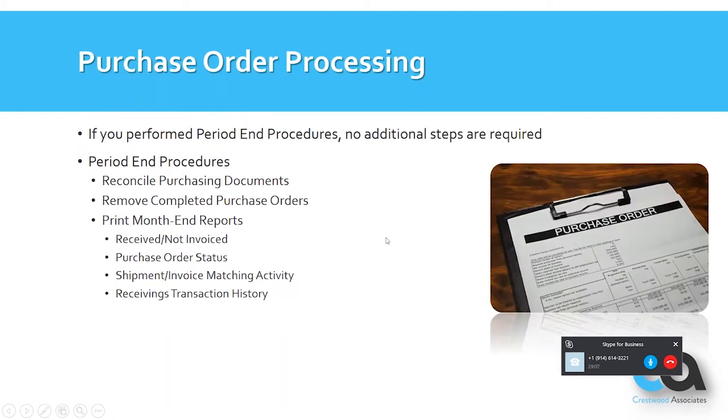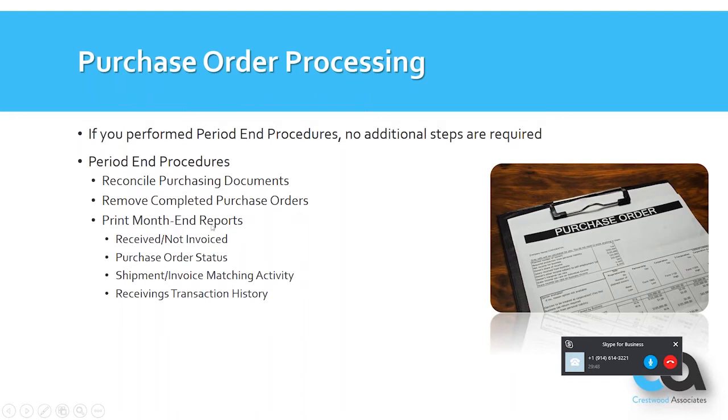And then similar with purchase order processing, it's helpful to reconcile your purchasing documents and remove the completed purchase orders. And that also helps, as far as sales order processing and purchase order processing, with the overall performance of your system. If you're running these procedures, it moves the data to different tables. So then when you're working with active sales orders and purchase orders, your system's going to run a lot faster because it doesn't have all of that history sitting in the same table, slowing everything down. So it's a good idea to do that anyway, just to have good performance.